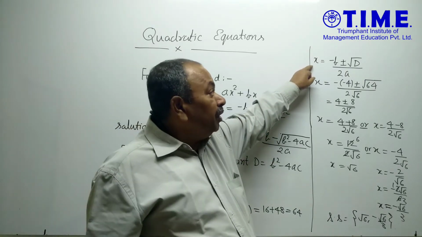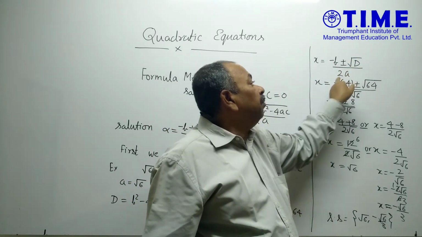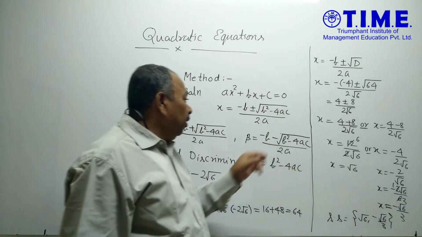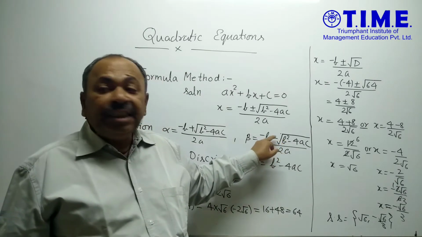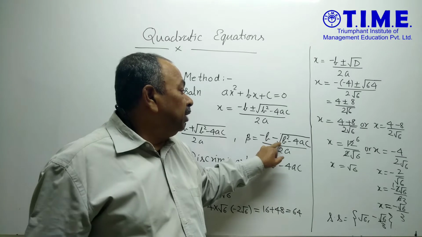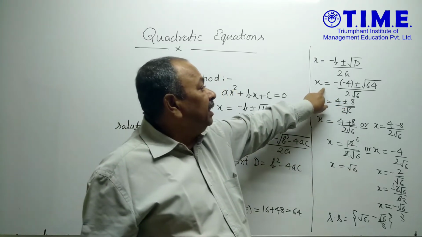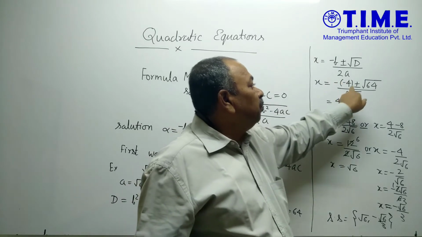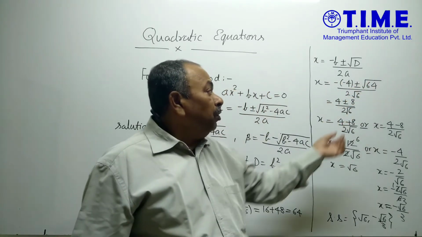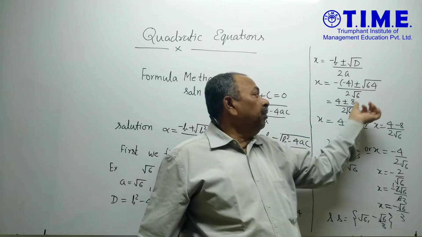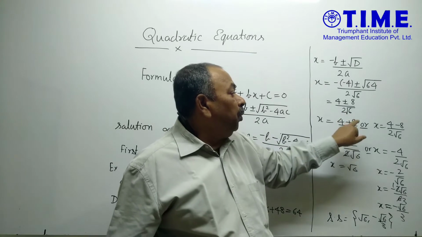Now we find the solution of the equation. X is equal to minus b plus minus root d upon 2a. Why are we getting root d? D is the discriminant, b square minus 4ac, as we have already said. We substitute the values here. We get x is equal to minus of minus 4 plus minus root 64 upon 2 root 6. Now, what is the simplification of root 64? We get 8. So 4 plus minus 8 upon 2 root 6.